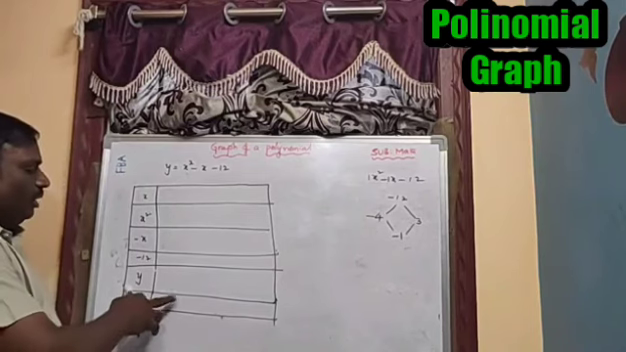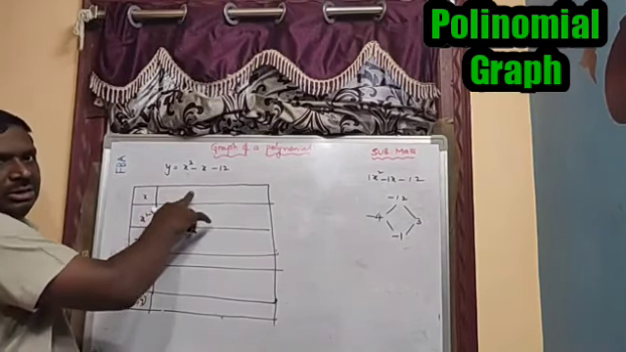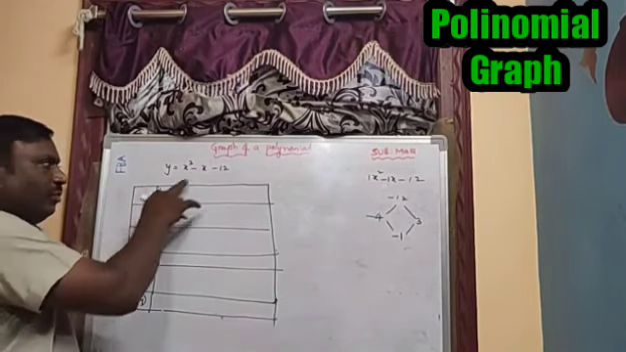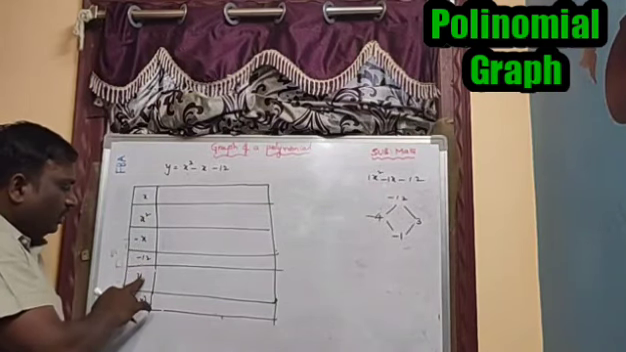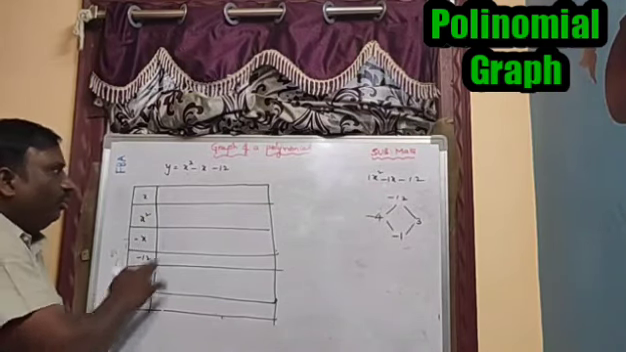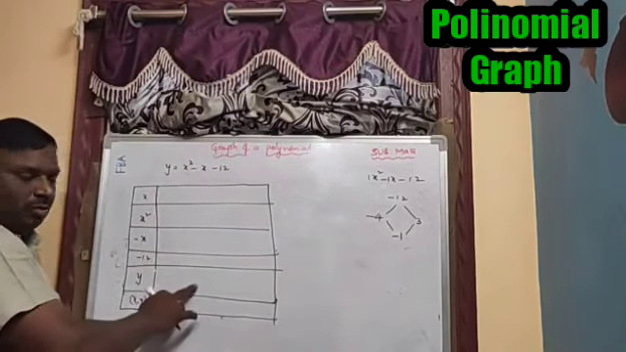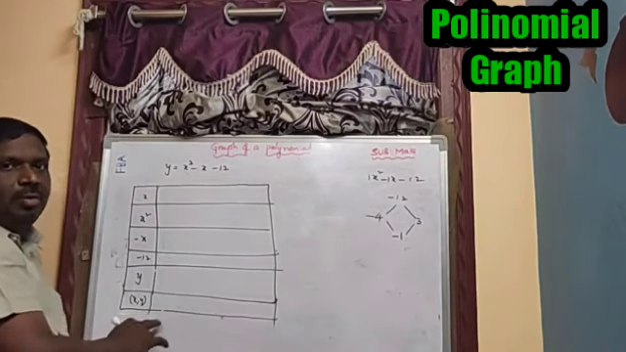So in total, how many rows are we drawing? 1, 2, 3, 4, 5, 6. So the first row is for the x value, the second row for the x square term, the third row for the x term, the fourth row for the constant, and the fifth row for the y value. Y value means a total. We have to do the simplification of that polynomial. That's why this is the row. So finally, the x value and y value we can write as points.